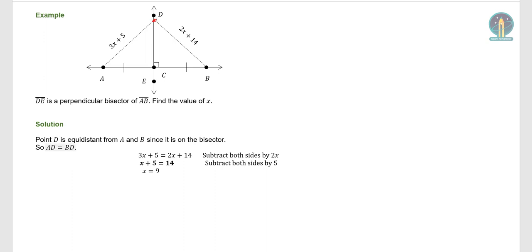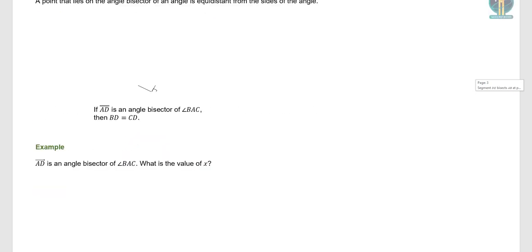So point D is equidistant from A and B since it is on the bisector. That gives us AD is equal to BD. These two segments are equal. So then we can write an equation based on the given lengths of the two segments. So 3x plus 5 equals 2x plus 14. And then we just solve for x, and in the end we get x equals 9.